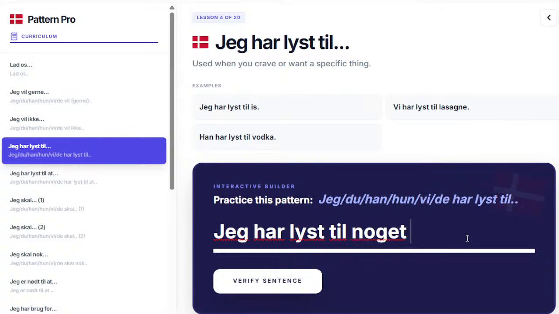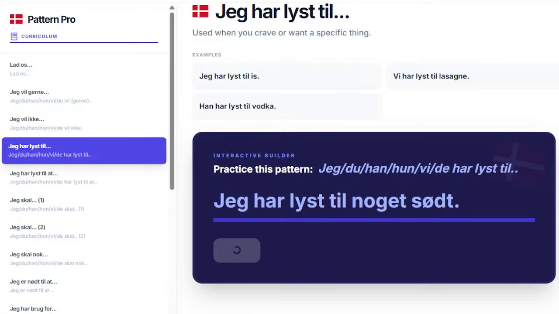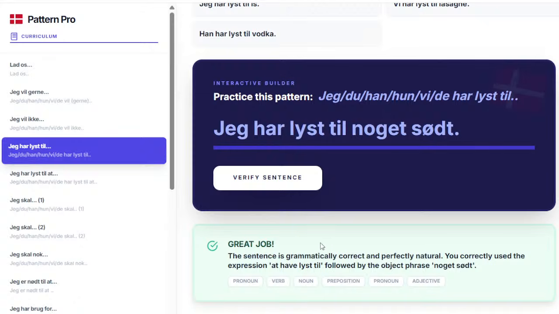Jeg har lyst til noget sødt. Jeg har lyst til noget sødt. Of course, I want something sweet. I feel like something sweet. I want something sweet right now. It's like noget sødt. Something sweet. It's so logical. It's nice. It's really nice.